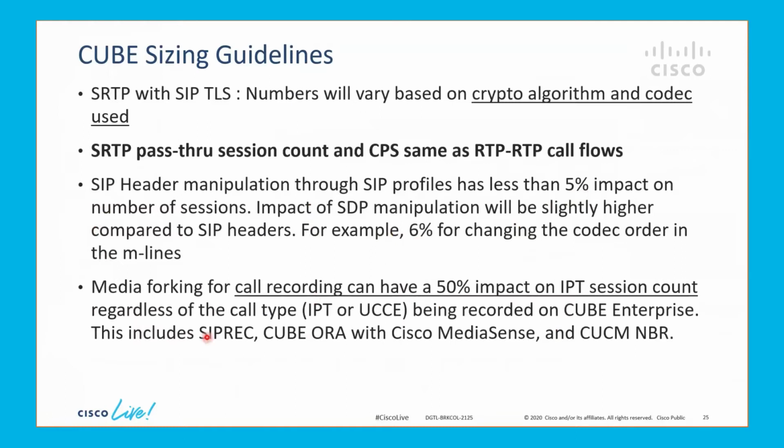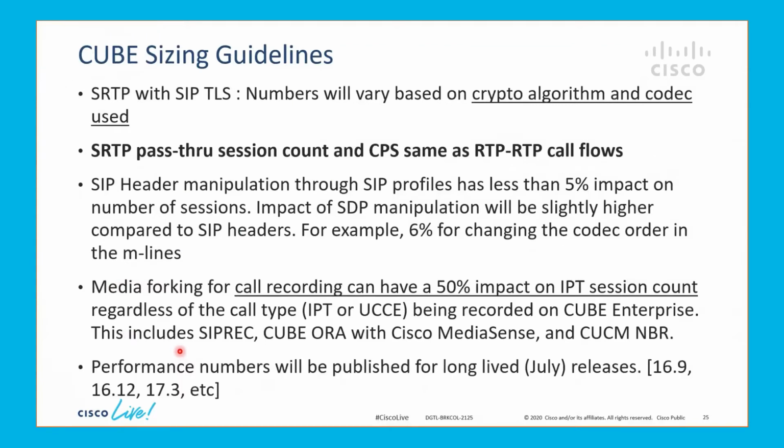Media forking for call recording can have a 50% impact on the IP telephony session count numbers, meaning the basic collab call numbers. Regardless of the type of call, whether you are recording a basic IP telephony call or a complex UCC call, the call leg from the Cube to the recording server should be counted as a basic collab call. This includes SIPREC, Cube with the open recording architecture, which was with Cisco MediaSense, and the CUCM network-based recording.